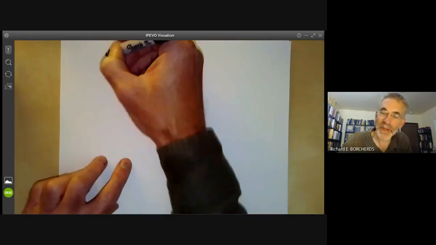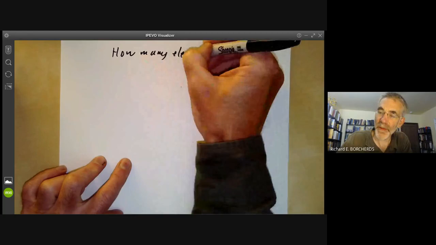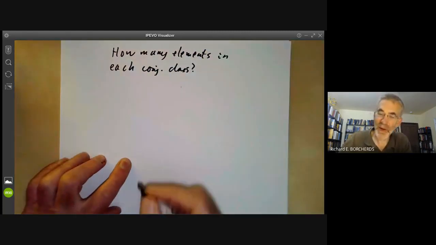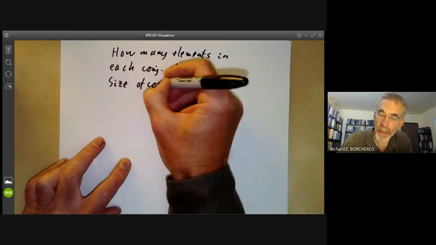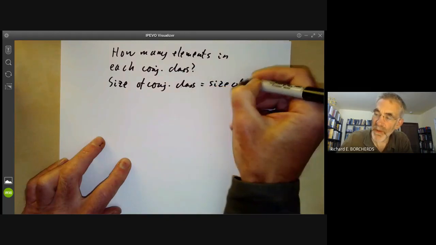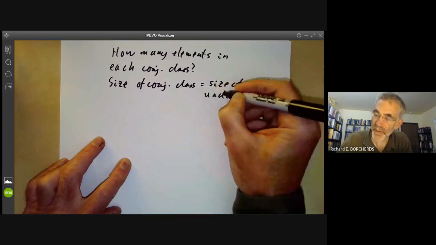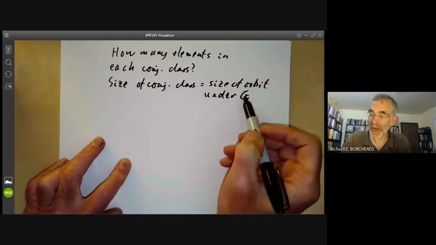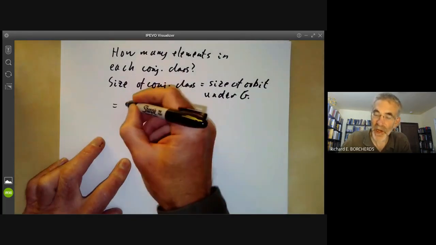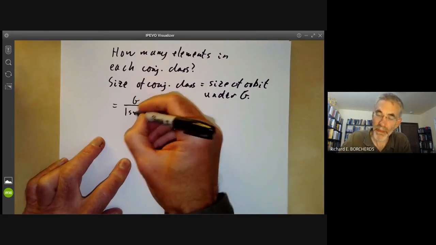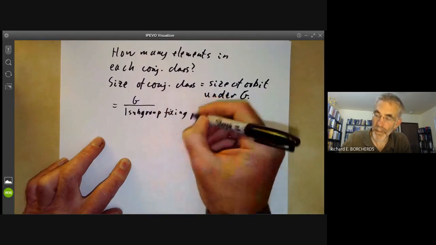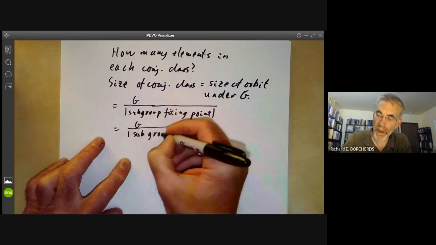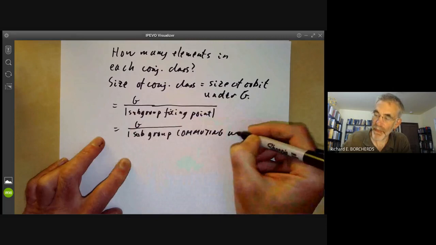The next question is, how many elements are there in each conjugacy class? Well, again, this is fairly easy to work out. The size of the conjugacy class is equal to the size of an orbit under G, because the conjugacy class is just acted on by G, so you can think of it as being an orbit of G acting on itself by conjugation. And the size of an orbit is just the size of G over the size of the subgroup fixing a point. And the subgroup fixing a point of this conjugacy class is just the subgroup commuting with one permutation.